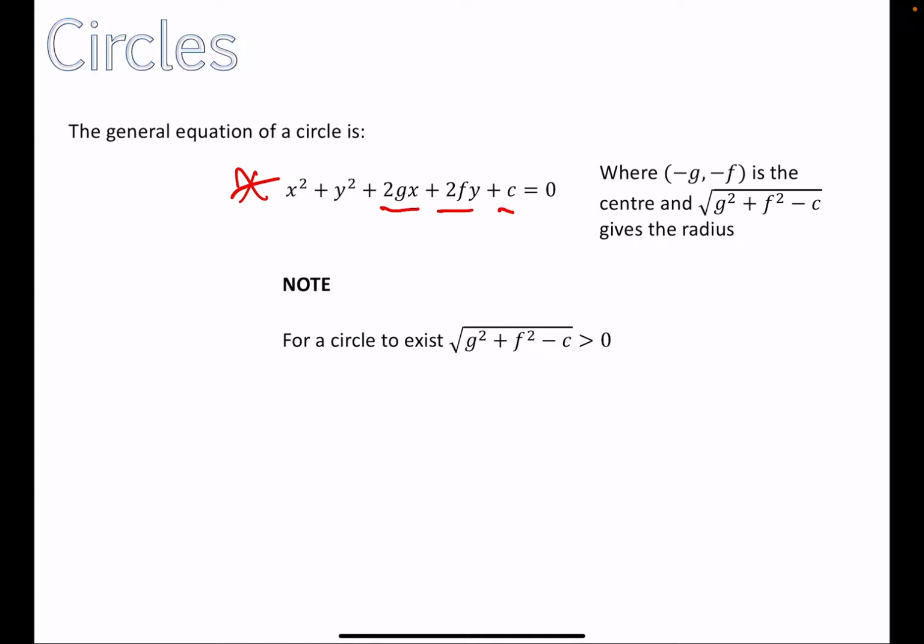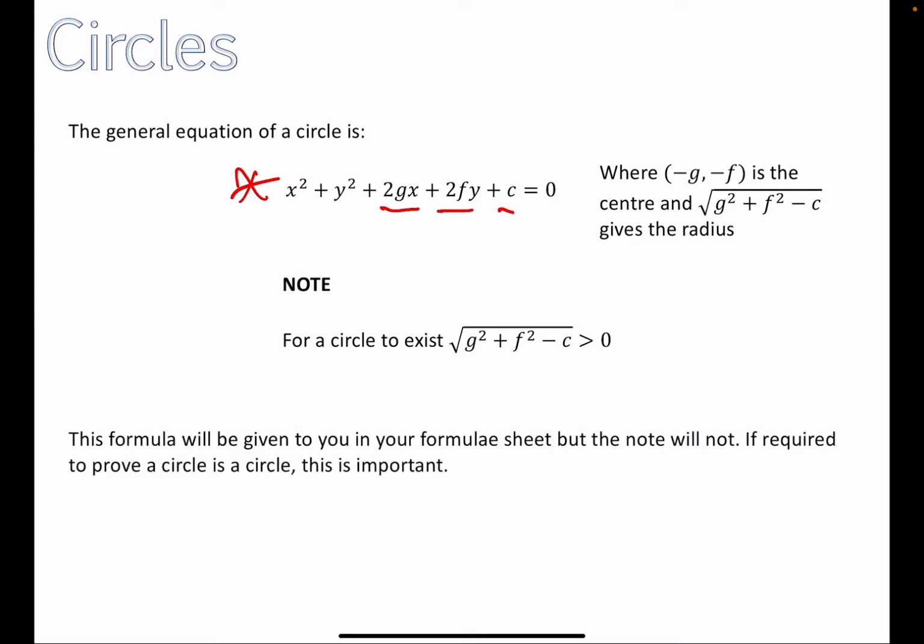Just because it looks like the version I've just highlighted, it doesn't mean it is a circle. So we prove that it is a circle by showing that g squared plus f squared minus c, all square rooted, is greater than 0. The point is, if it's less than 0, then it's actually showing us a length. We can't have a length that's less than 0, in which case it can't be an actual circle because it can't be a radius.